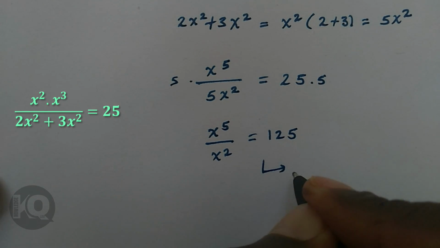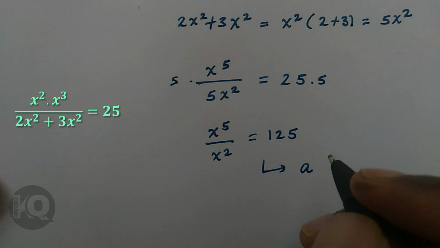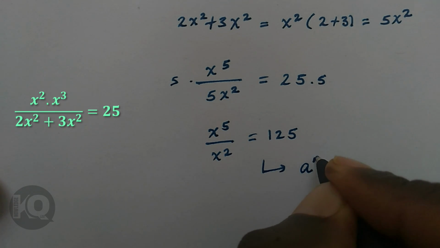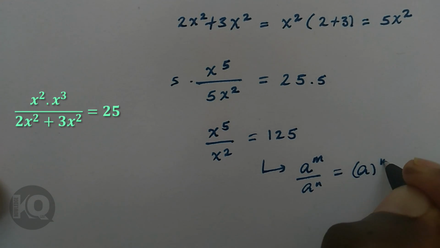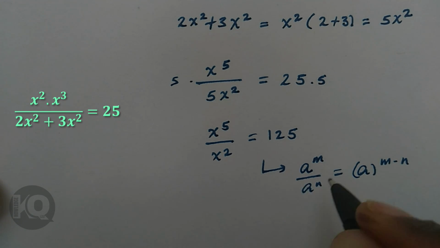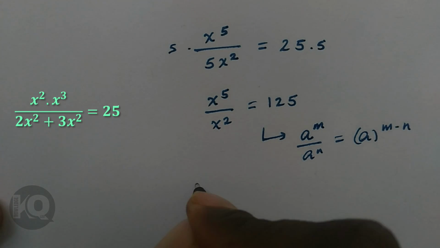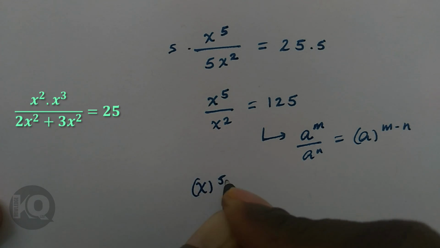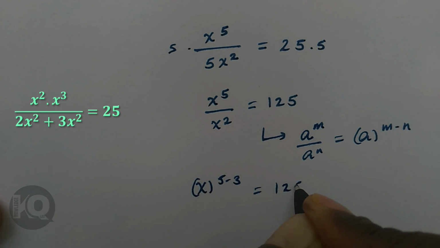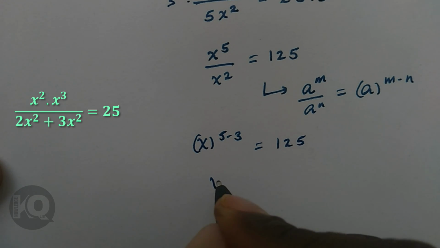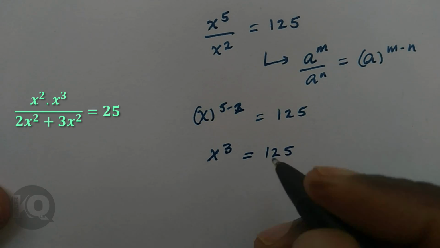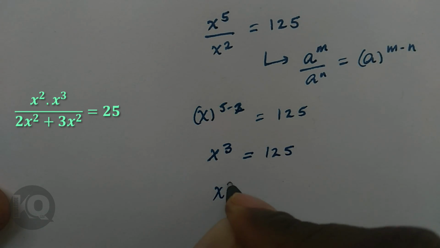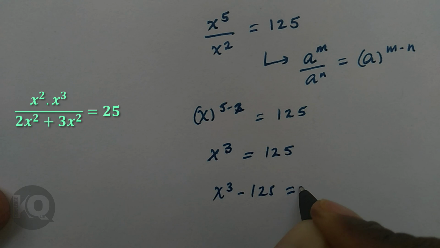So now also applying the rule a to the power of m divided by a to the power of n is equal to a to the power of m minus n. Applying this exponential rule, this will be x to the power of 5 minus 2, which is equal to 125. Finally, we get x cubed, which is equal to 125. And let's bring this to the left hand side: x cubed minus 125 is equal to 0.